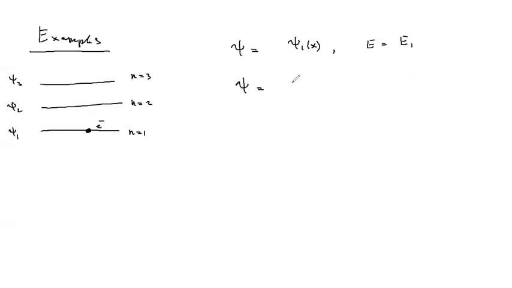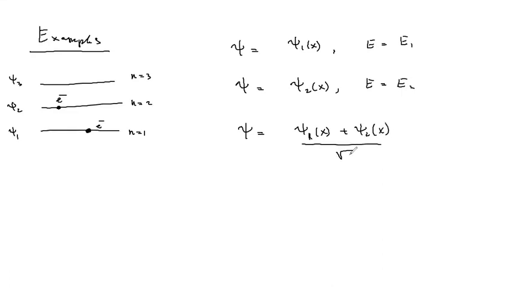What if you say that the wave function of your electron is psi2? What will be the conclusion for you? The electron is on the second level. These are going to be pure stationary states. But you can say something like this: psi1 plus psi2 over square root of 2.